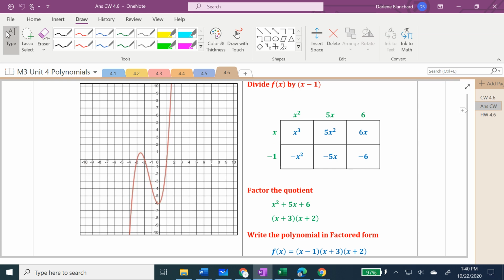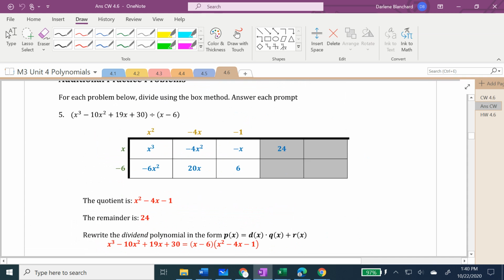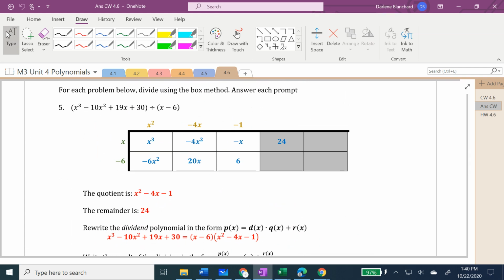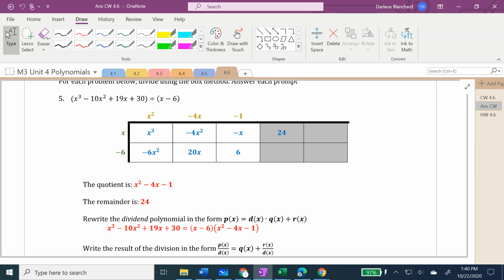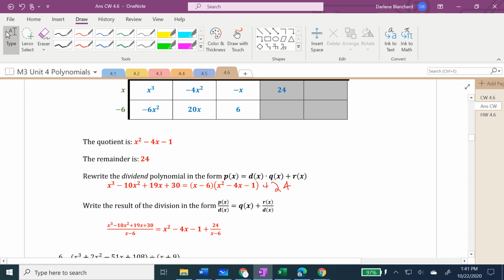Is number 5 wrong on the homework? Classwork. Let me see. Number 5. I didn't write the remainder. Was that what you were seeing? Or was there more than that?